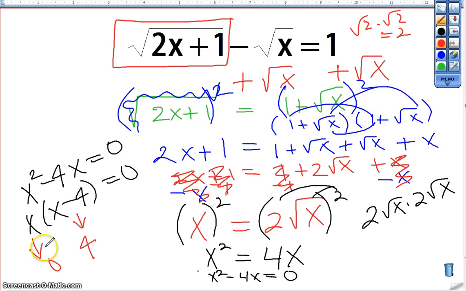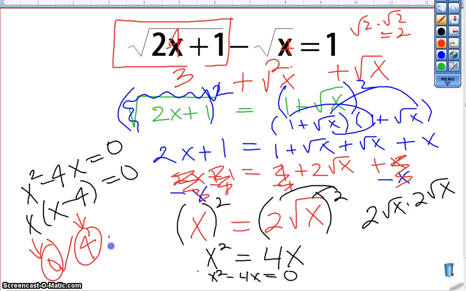So if I put a 0 back in, 2 times 0 is 0, plus 1 is 1, square root of 1 is 1. That's going to be wiped out because it's a 0. 1 equals 1, check, the 0 works. How about the 4? 4 times 2 is 8. 8 plus 1 is 9. The square root of 9 is 3. Remember, I put a 4 in. Square root of 4 is 2, and 3 minus 2 is 1.